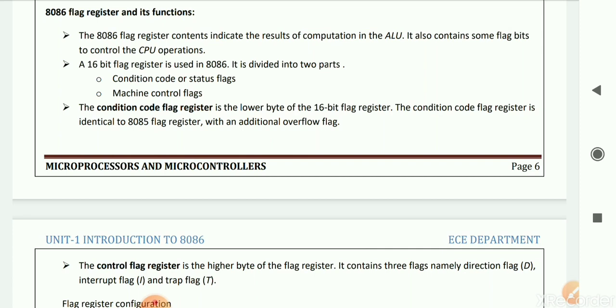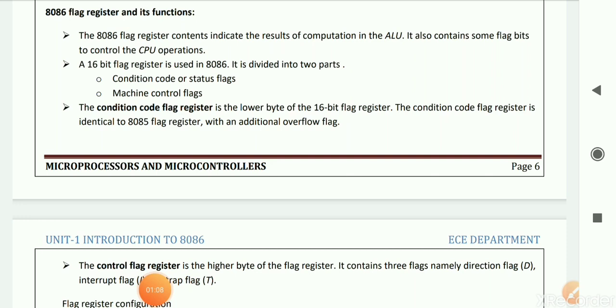Okay, so the flag register is contained in which unit, BIU or execution unit? It is contained in the execution unit. The flags indicate the result of arithmetic and logic operations, so the flag register is always placed near the ALU. In the 8086 microprocessor it will be with the execution unit, and we already know that the 8086 architecture has two units, that is the execution unit and the bus interface unit.